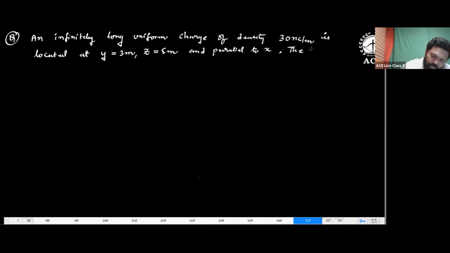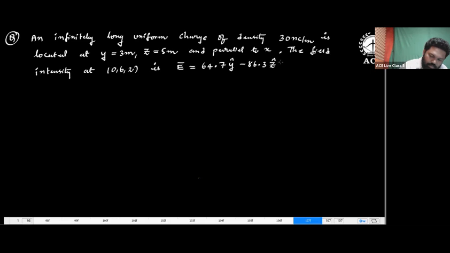The field intensity at 0, 6, 2 is E is equal to 64.7 y cap minus 86.3 z cap volt per meter.